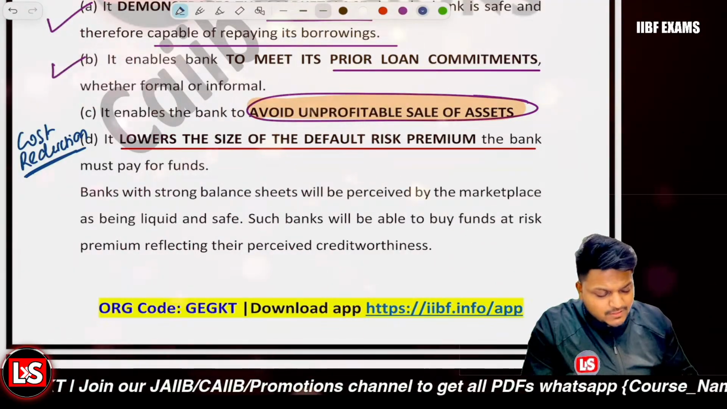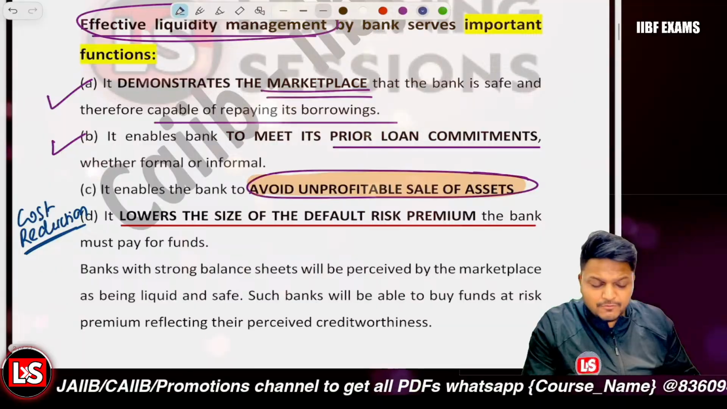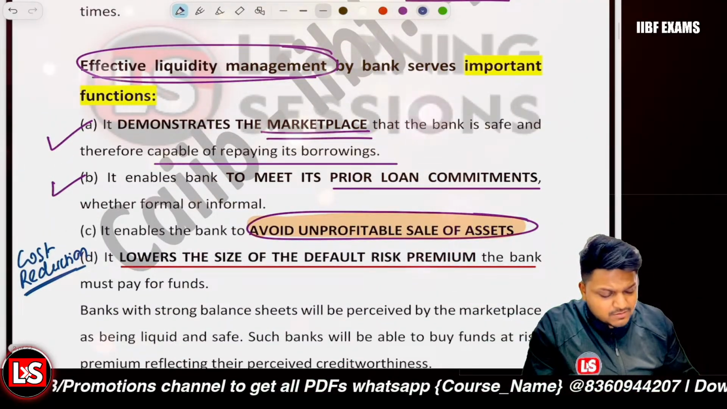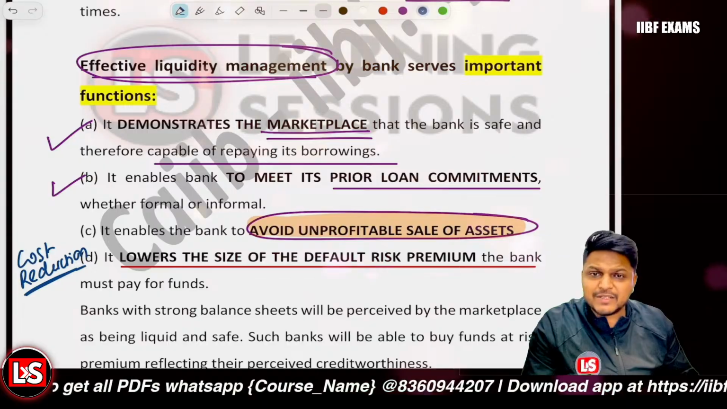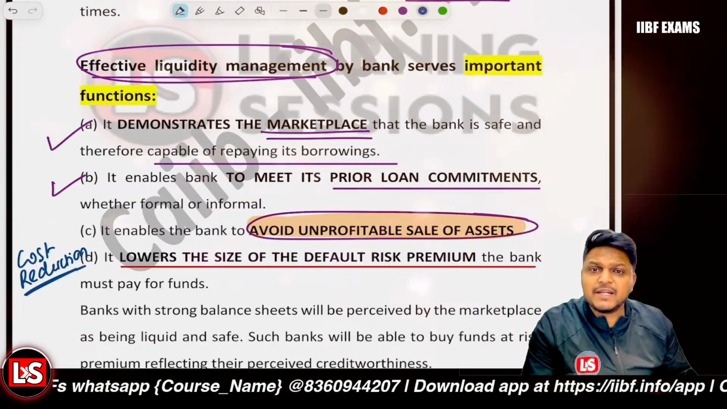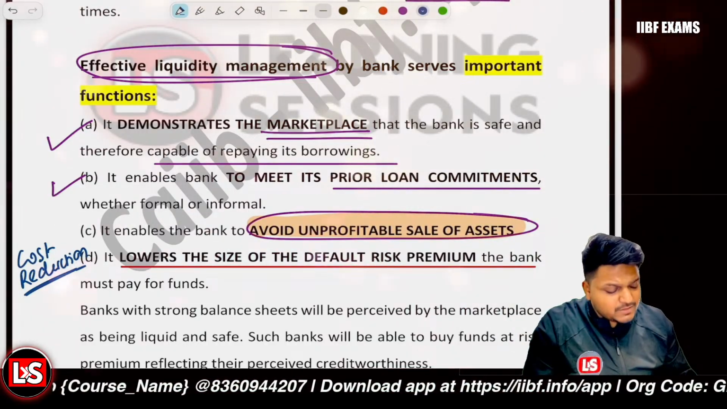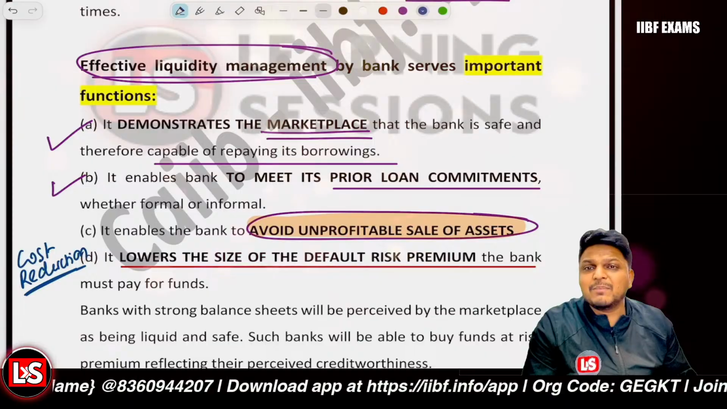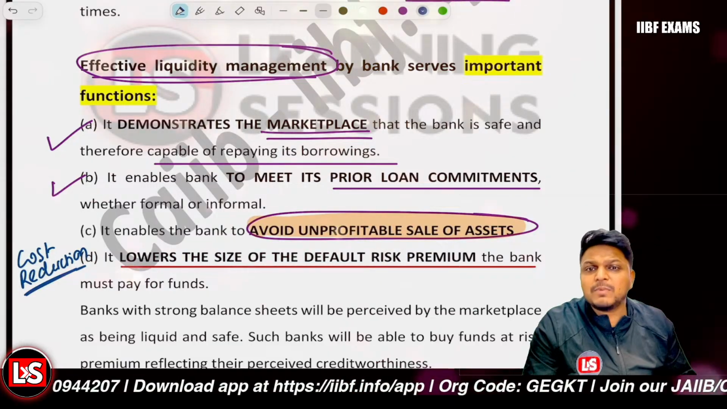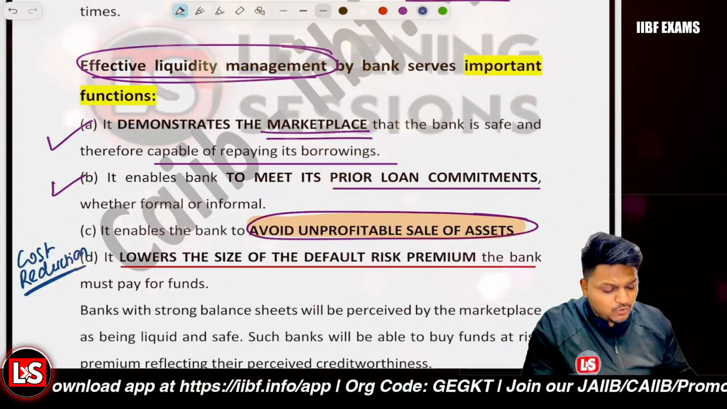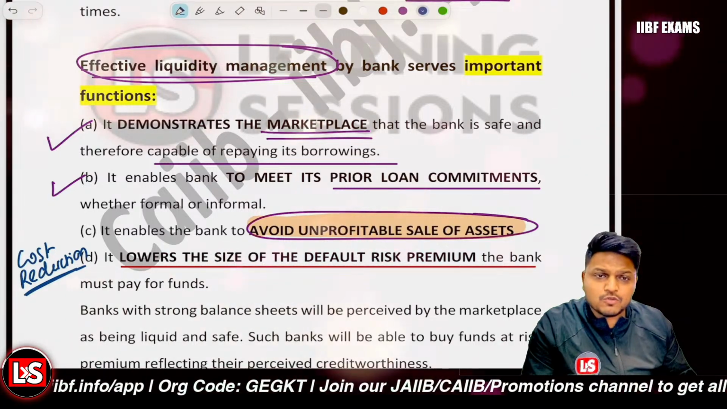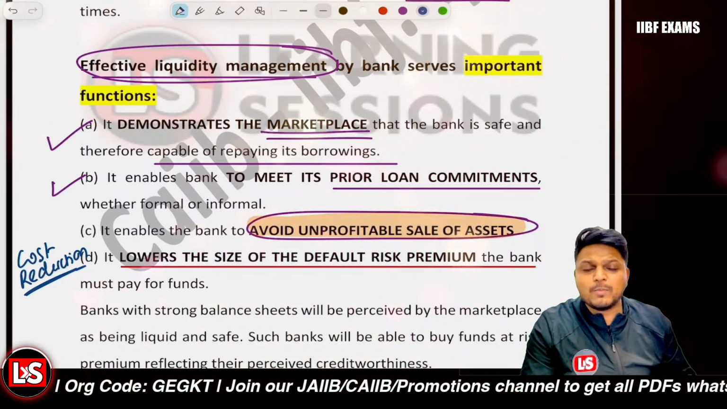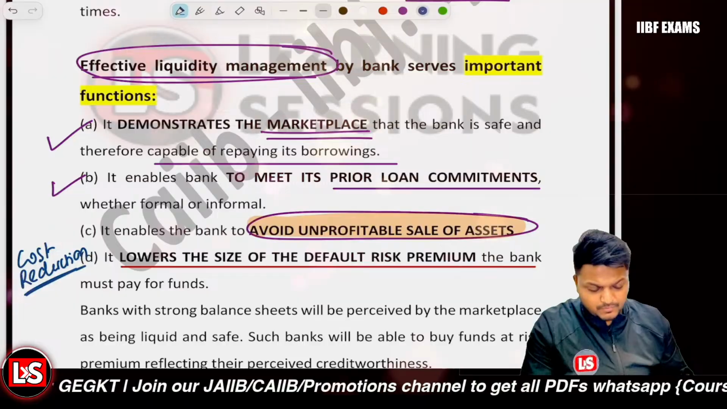Right? So these are the 4 points. First one is market confidence, which demonstrates the financial strength, right? The second one is loan commitments, that we have the ability to honor the lending obligations. Third one is that we should avoid the unprofitable sale of the assets. And the fourth one is that we are able to borrow but not at a premium cost.